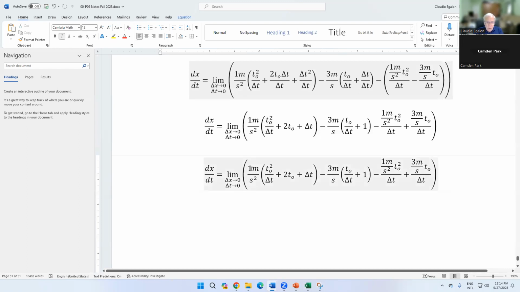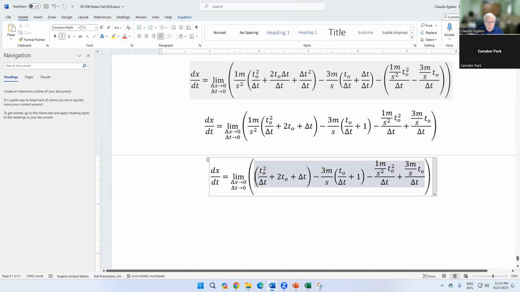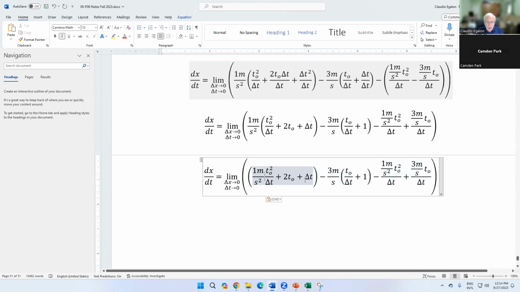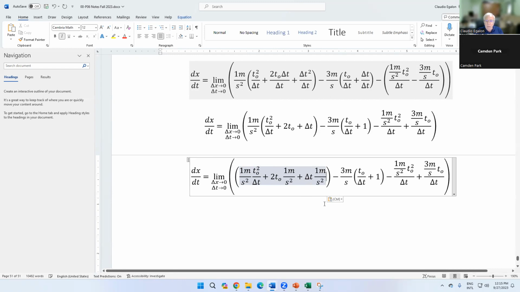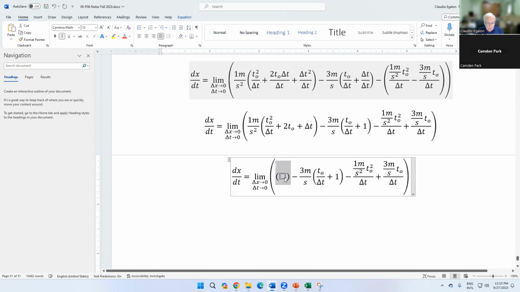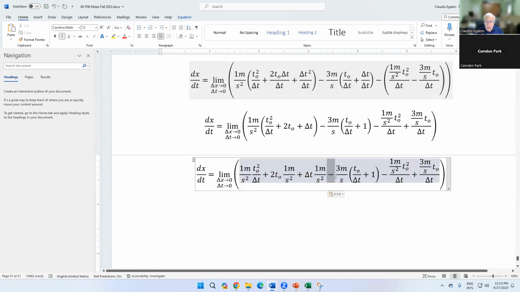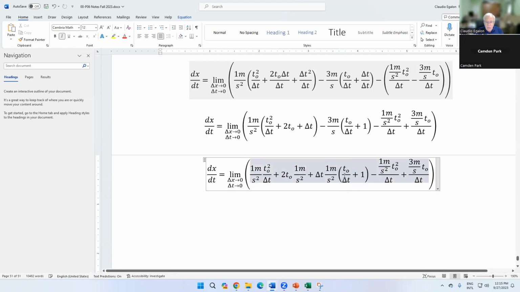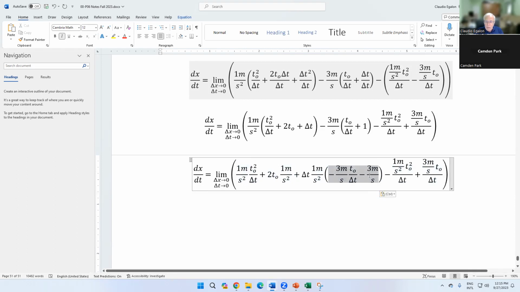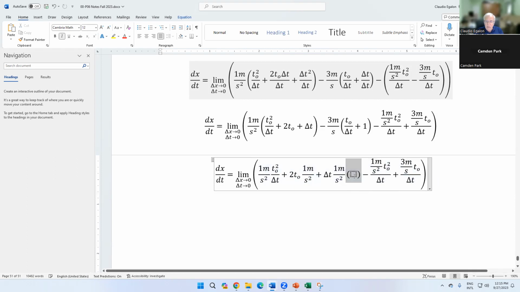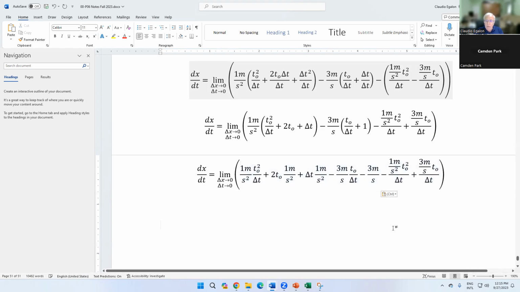Let me erase this one here. 1 meter per second square. I'll take out this one from the parentheses and paste here. Minus 3 meters per second. 3 meters per second minus 3 meters per second. I'll take this one outside the parentheses and paste it here. Okay, and now I'll go to the next step.